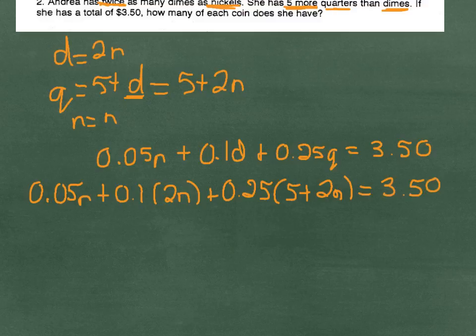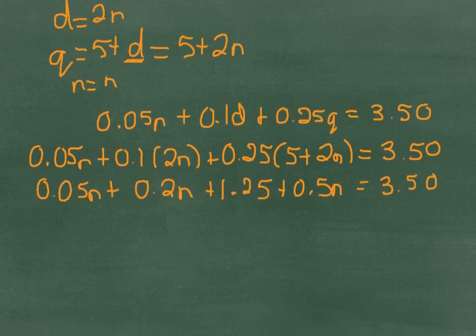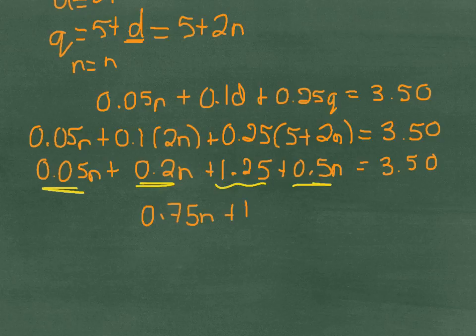$3.50. So now I'm going to distribute, and I get 0.2N plus, oh no, plus 0.25 times 5 is 1.25, plus 0.5N is equal to 3.50. And I continue, so now I have some like terms, this one, this one, this one, and then this guy's alone. So if I add all of my N's, I get 0.75N plus 1.25 is equal to 3.50.